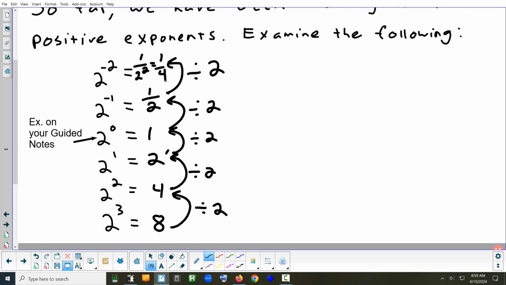In the bottom. And what kind of exponent did we start with? Negative. So what's the connection here? When you see a negative exponent, where does it end up? In the bottom. Okay. So negative exponents are going to end up in the bottom of a fraction. At least ones like this. Okay, any question on that?